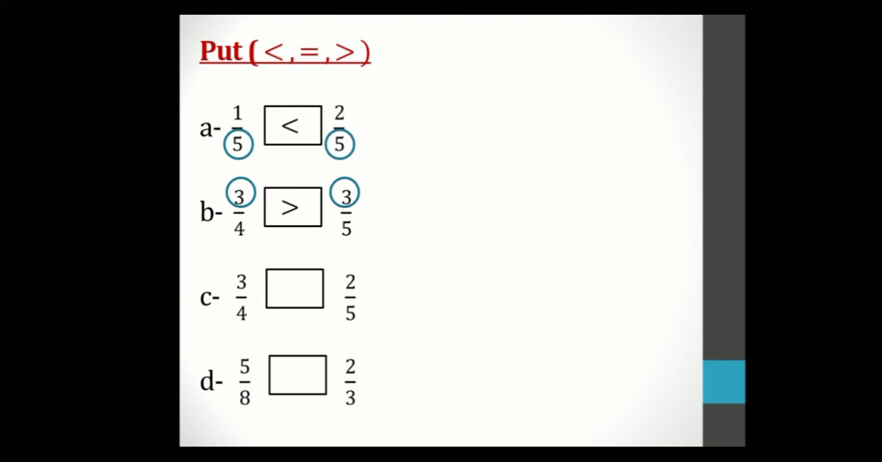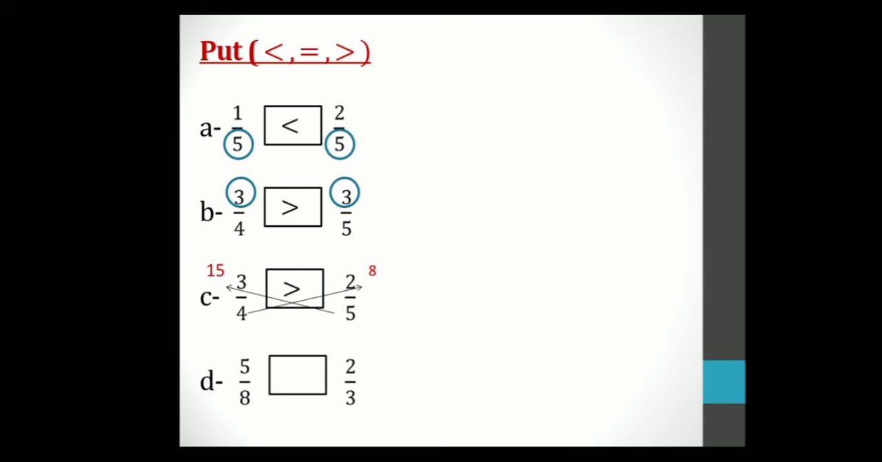Number 3, if I have 3 over 4 and 2 over 5. But in these fractions, we have different numerators and different denominators. So we can use the cross multiplication method. So we'll make 4 multiplying by 2 and write the result up. It will be 8. And 5 multiplying by 3 and write the result up. It will be 15. Now I have 15 and 8. Which is bigger? Yes, the bigger number is 15. So 3 over 4 will be bigger than 2 over 5.